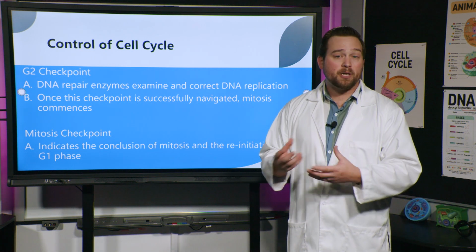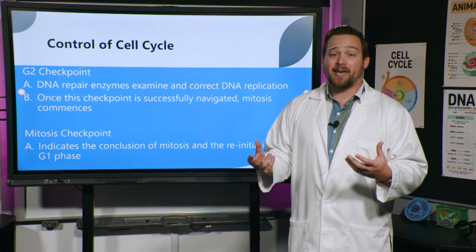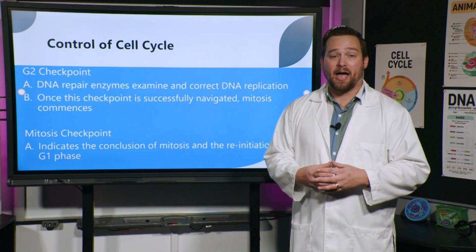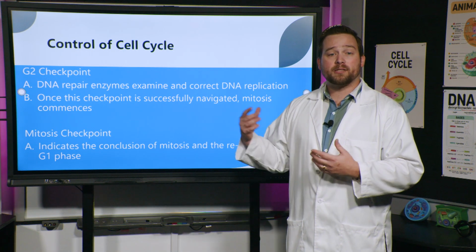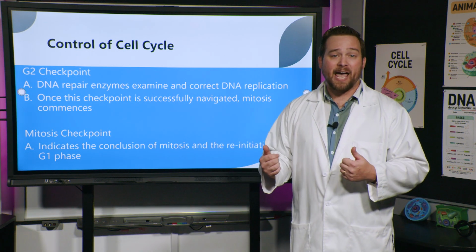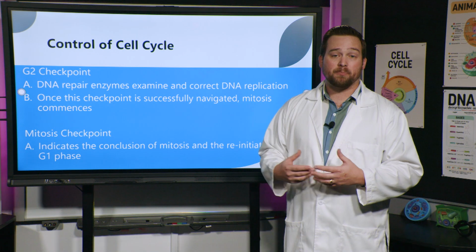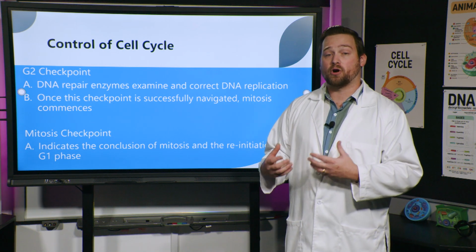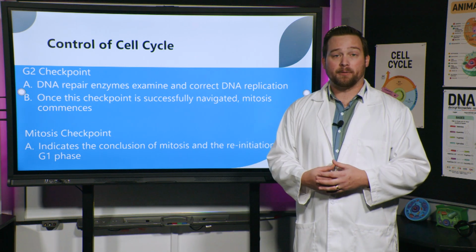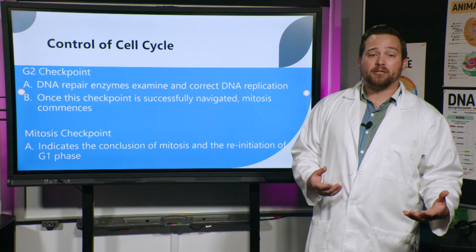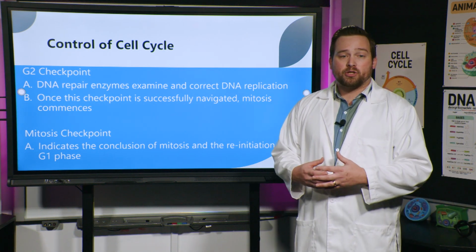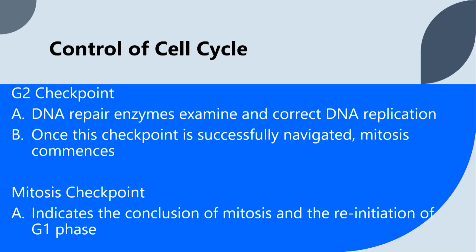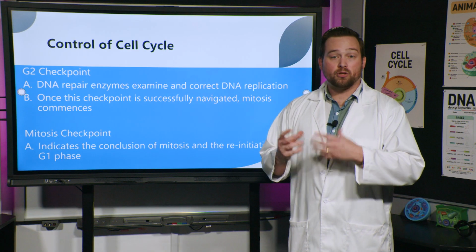Okay, if there's too many mutations in DNA, that's going to make the cell mutate, and that could be bad for us in the long run. Okay, once this checkpoint is successfully navigated, mitosis is going to commence. And that means that mitosis is going to start up immediately after this checkpoint. Okay, the next checkpoint is in mitosis. With the mitosis checkpoint, what's happening here is that it indicates the conclusion of mitosis, and we're going to reinitiate the G1 phase.